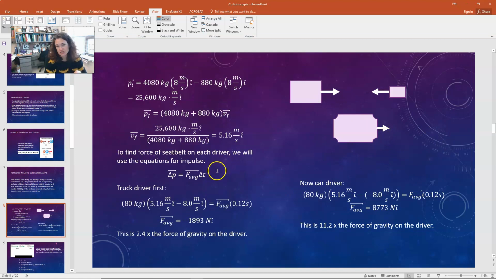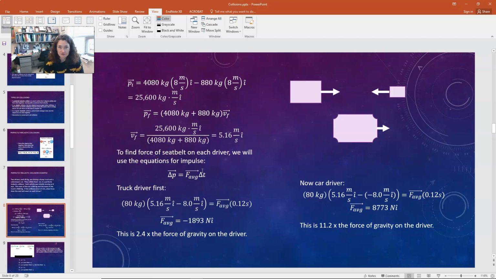Now, this question is a little bit more than just momentum conservation during a collision. They also want to know about the force of the seatbelt on each driver. So you have to remember back to some physics that we already discussed and remember the equations for the impulse. The impulse is equal to the change in the momentum, which is equal to the average force experienced during a collision times delta t, the time interval over which the collision occurs. Okay, so let's do that for each driver.